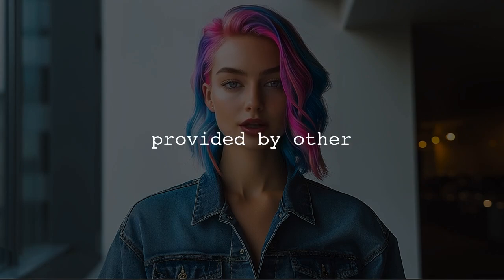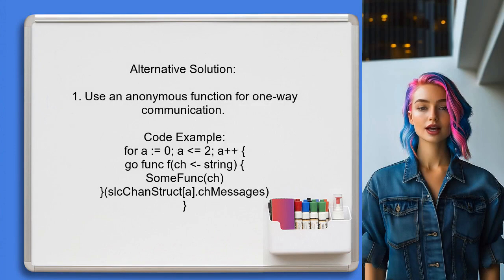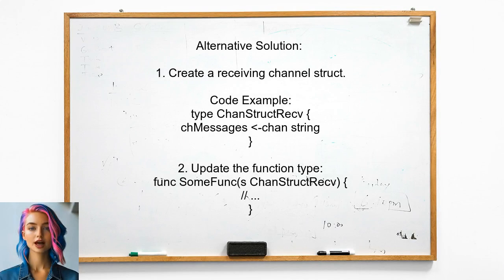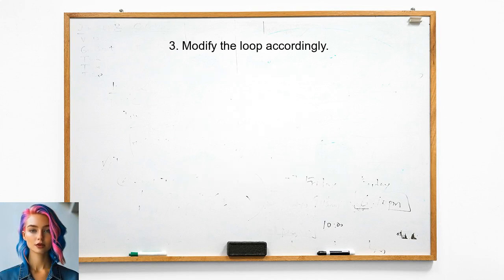Now let's look at the answers provided by other users. An alternative approach suggested by a user involves using an anonymous function to ensure one-way communication on a channel. This means you can pass the channel directly to the function while maintaining safety. If you need both-way communication, you can create a new struct for receiving channels. This allows you to reassign the channel to a one-directional type before passing it to the function.